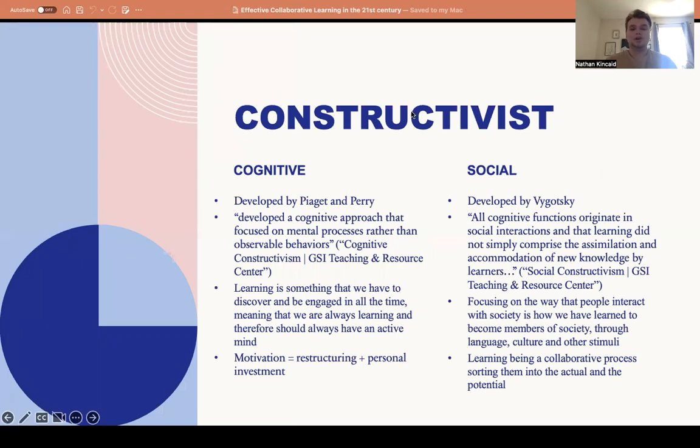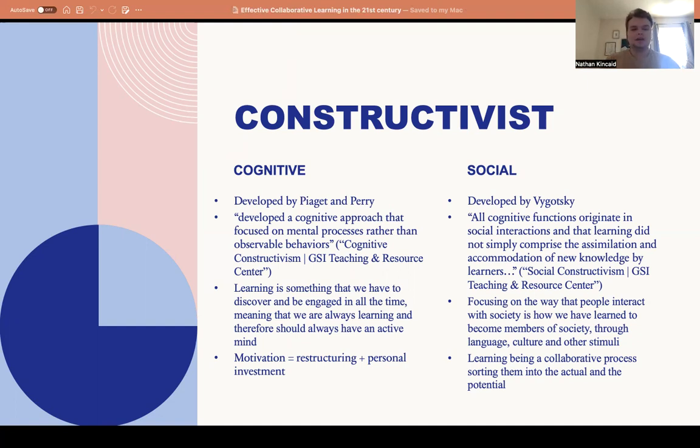So constructivists, there are two different kinds. There's cognitive and social. To begin, we'll talk about cognitive constructivism, which was developed by Piaget and Perry, and they defined it as a development of cognitive approach that focused on the mental processes rather than observable behaviors. So more on how people were thinking about those rather than, oh, I saw that person was sad because of XYZ. Now, when I see those XYZ, I also am going to be sad.